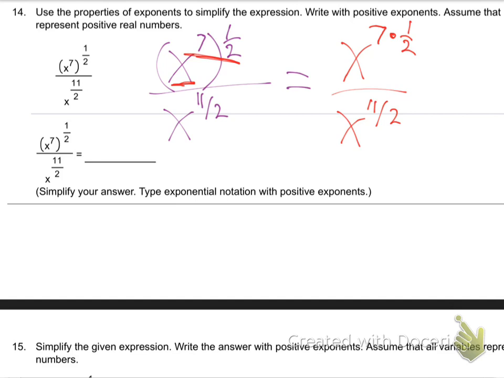Now, how do you multiply 7 times 1/2? Yeah, you make that look like a fraction, put it 7 over 1, right? Whenever a whole number interacts with a fraction, put it over 1. And then that's just going to be, just straight, right? Top times top, bottom times bottom. X to the 7 halves over x to the 11 halves. We good so far?